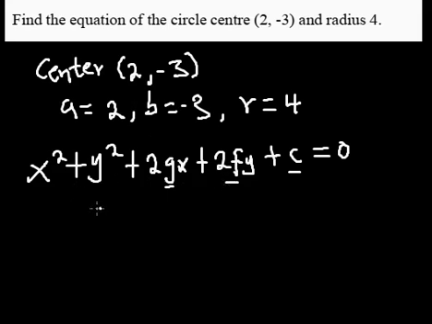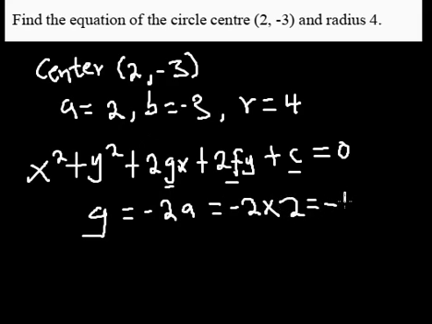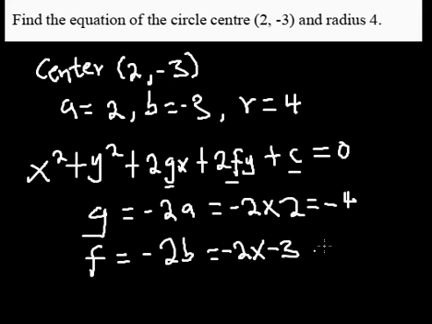So how do I get my g? Of course, you know that g is minus 2a. So that's going to be equal to minus 2 times a, which is 2 times 2. That gives me minus 4. I've got my g. Let me get my f. Of course, you know that my f is minus 2b. So that's going to be minus 2 times minus 3, which gives me plus 6.